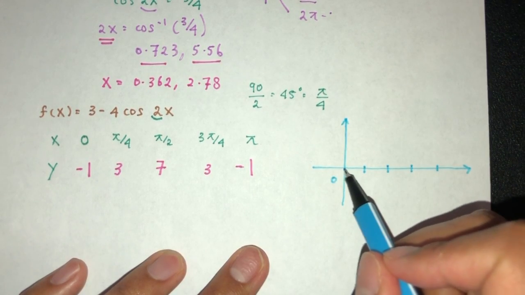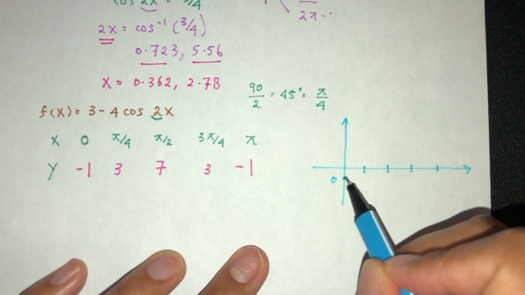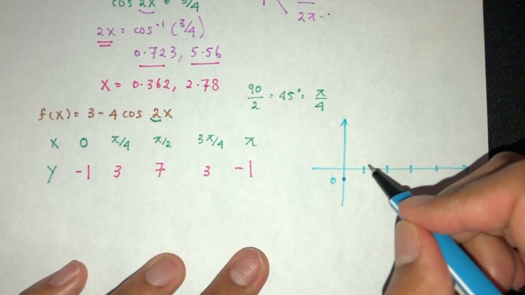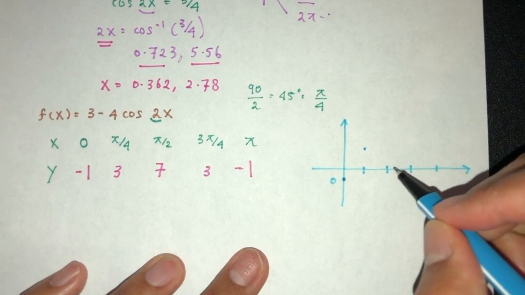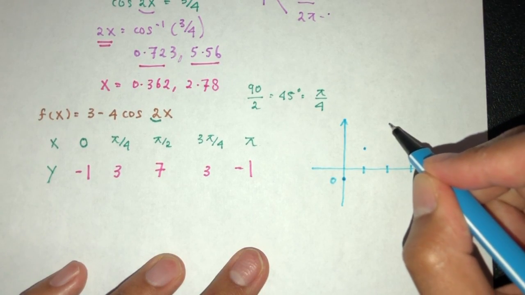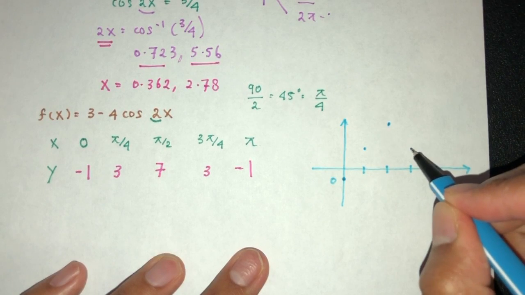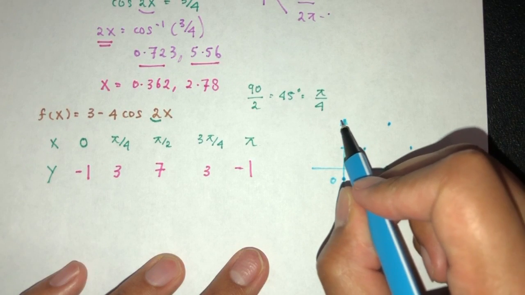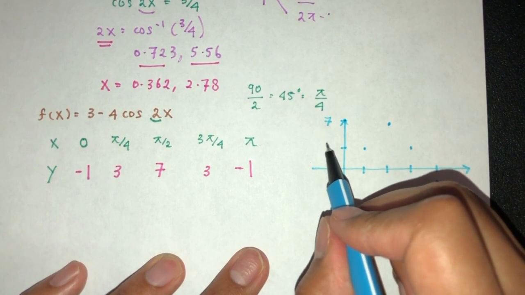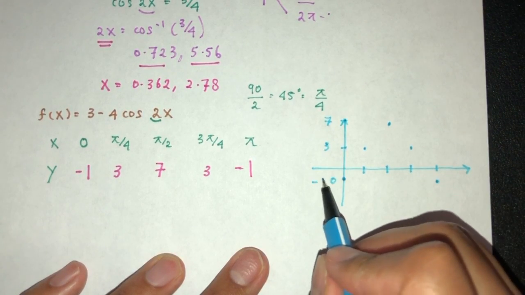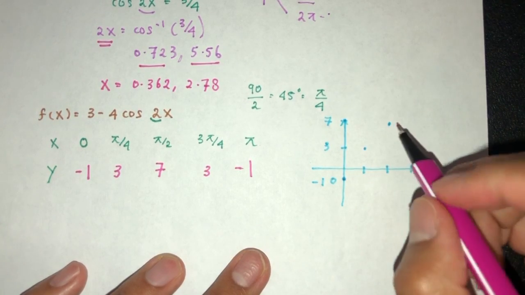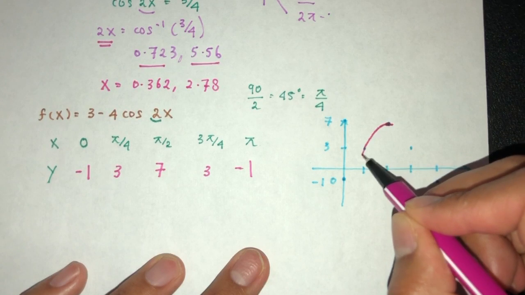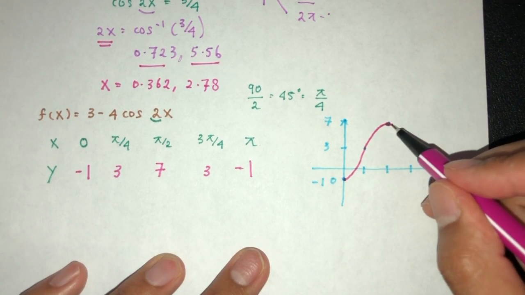So first value will be, let's say this is minus 1, so 0, minus 1. And then we have pi by 4, 3. Let's say 3 is somewhere over here. Then we have pi by 2, 7, say over here, and then 3, and that should be minus 1. Of course, you have to label these axes or the points over here to show that you know what you're doing. That will be the maximum point. Something like this for your graph.